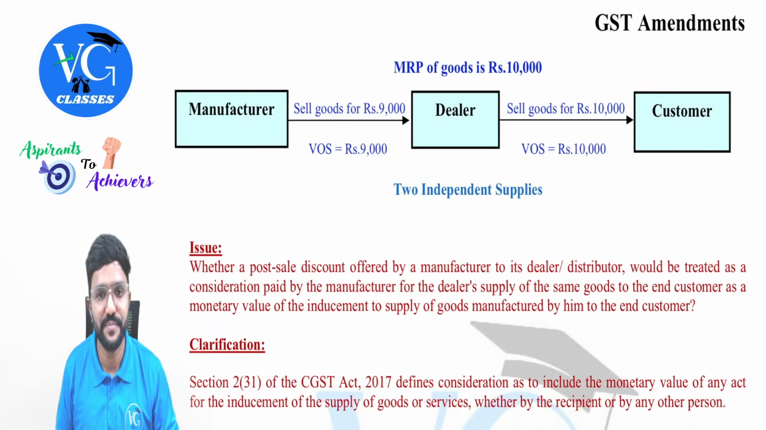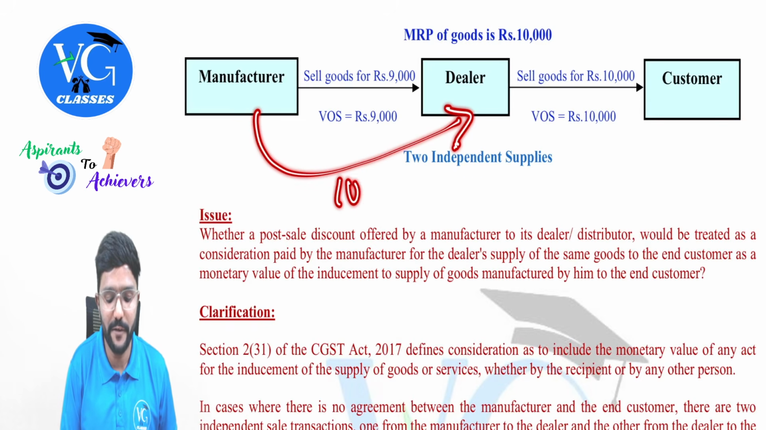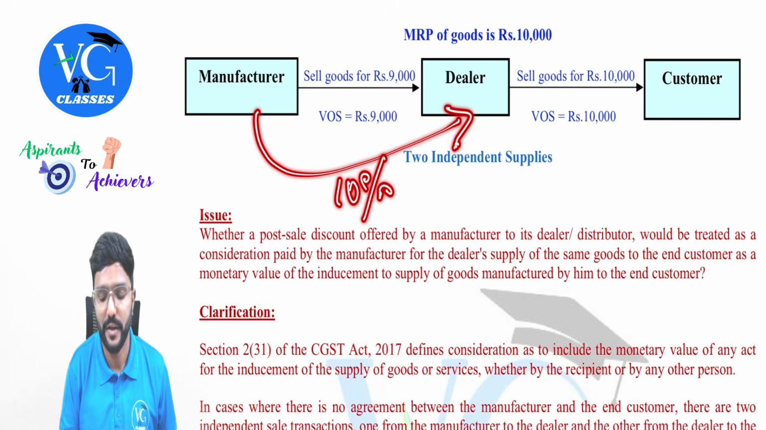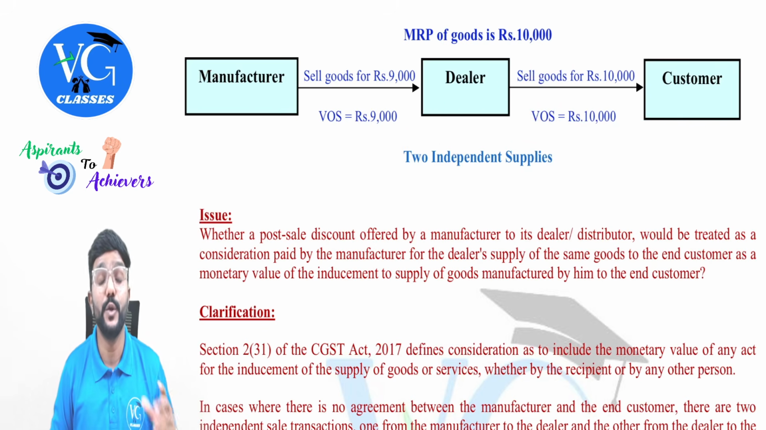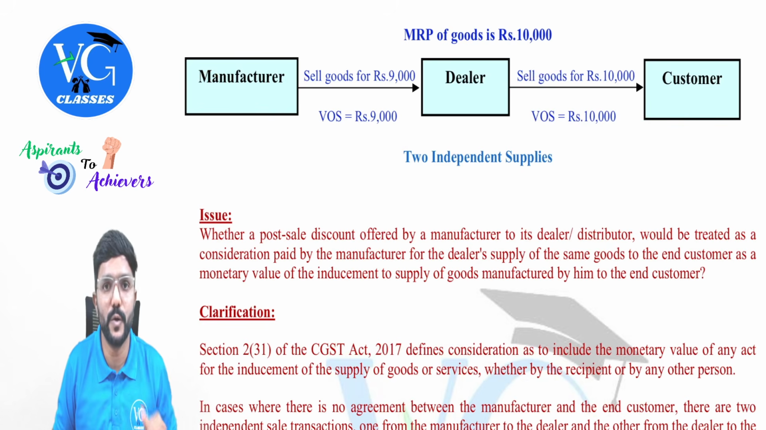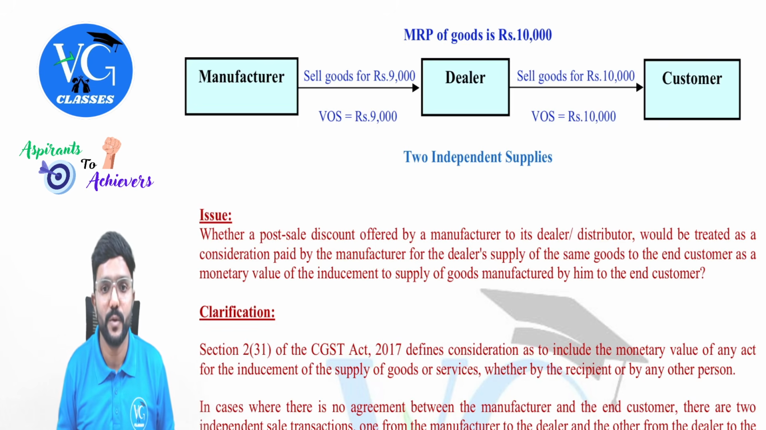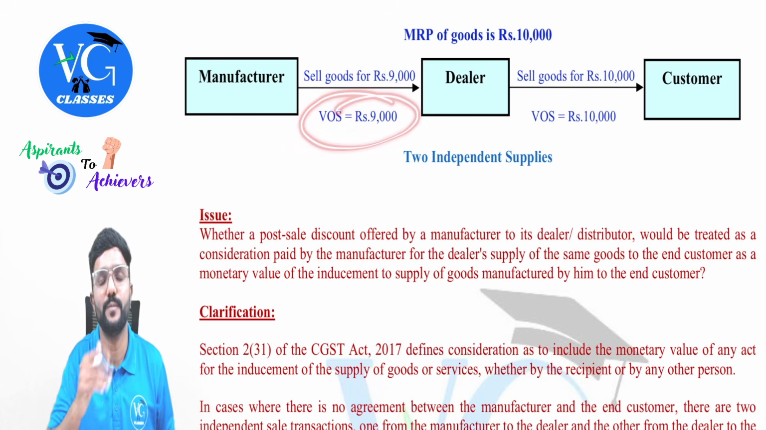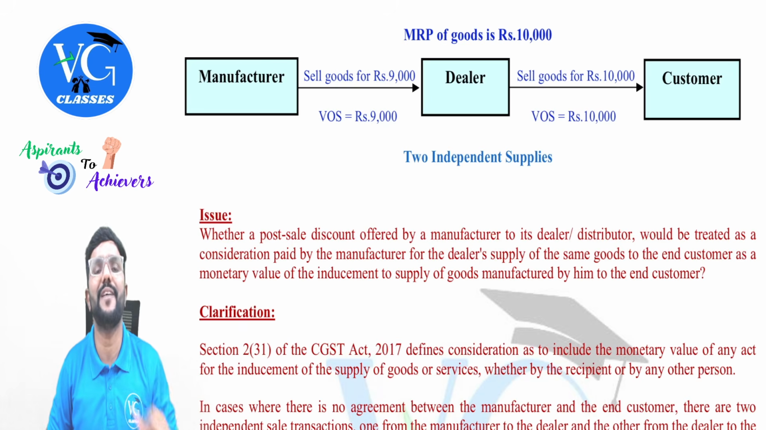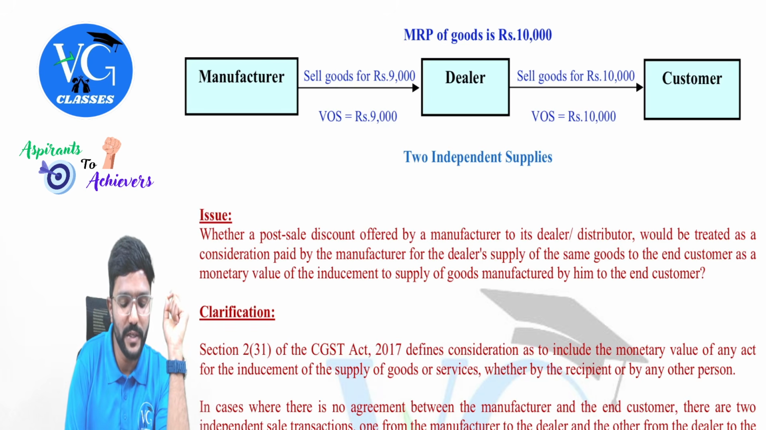Now, this is a different scenario. Please pay attention. Interesting. Now, manufacturer told dealer that I will give you 10% discount provided you do some promotional activities for my goods. In that case, while calculating the value of supply for the manufacturer, can we reduce the discount? No, because that should be added in the value of supply. Is that clear? I repeat. I will give an example. Assume, guys, manufacturer is Vivo.